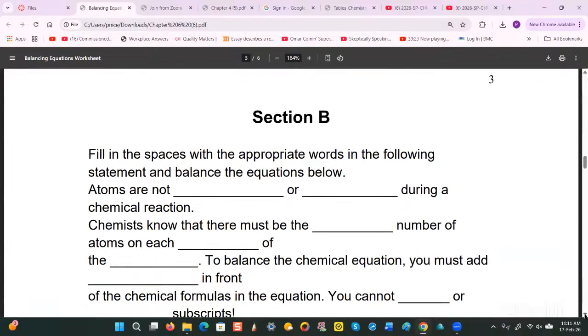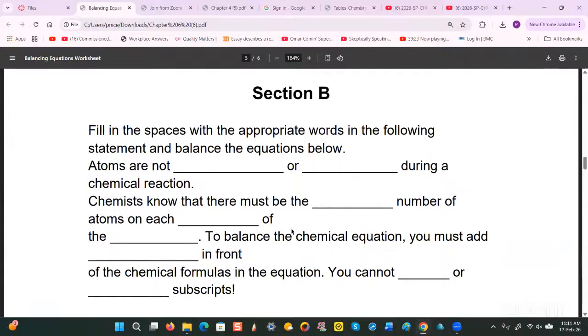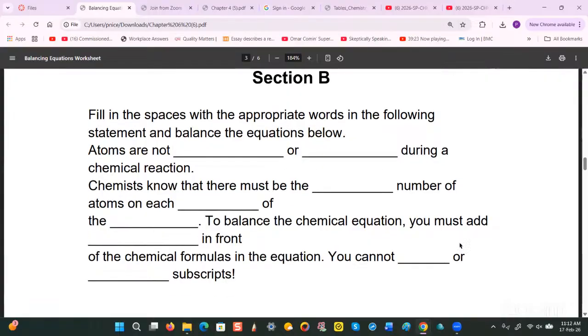Okay, so some sentences are given with some blank spaces, and basically this is discussing what we talked about earlier. So let's see if you can fill in the spaces. The first sentence is that atoms are not dash or dash during a chemical reaction. So what would you put here and here? Created or destroyed during a chemical reaction.